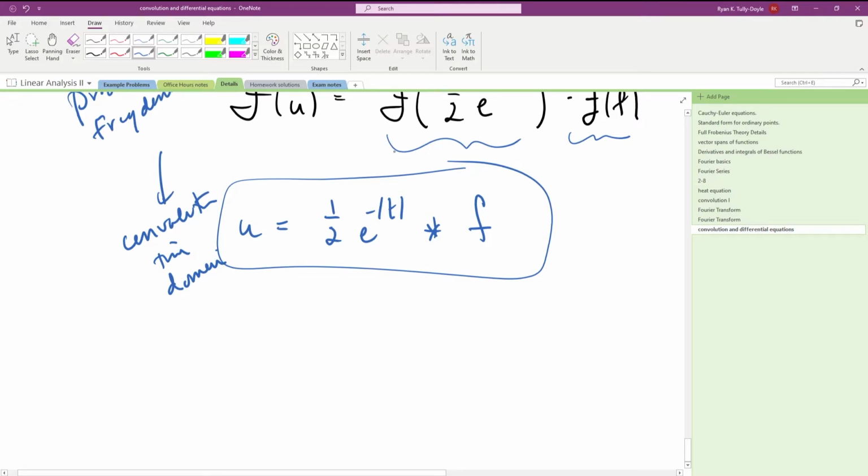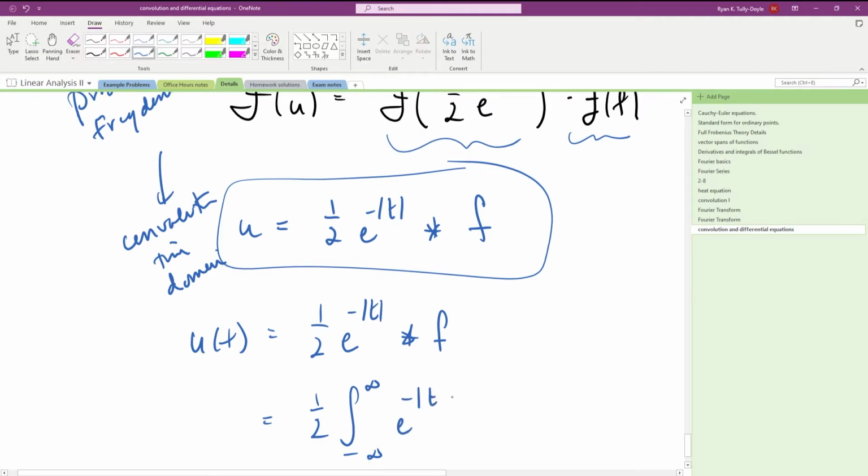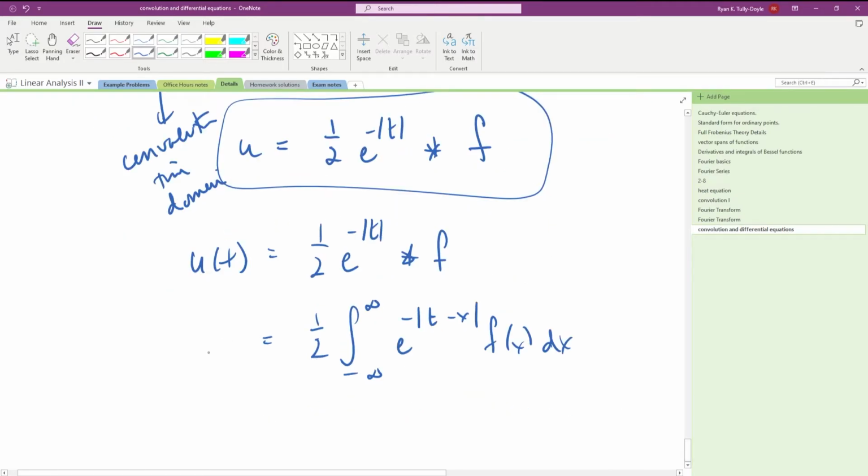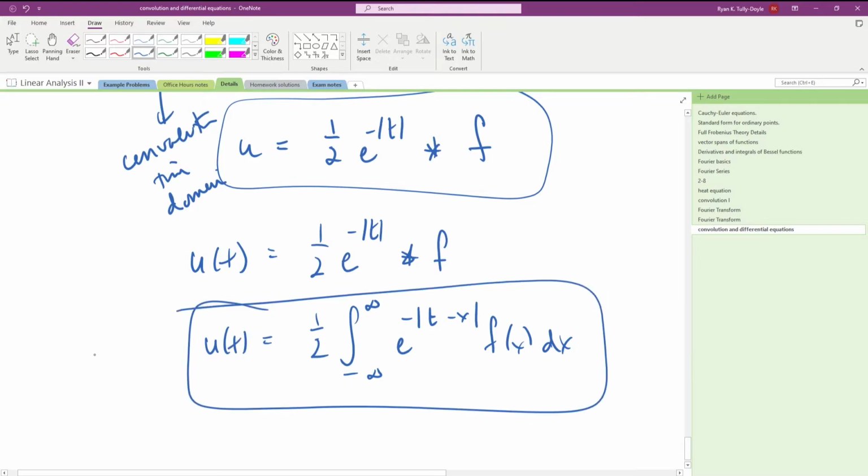If you wanted to write down exactly what it looks like, u of t is equal to 1/2 e to the minus absolute value of t convolved with f. And that means that you could write that as 1/2 times the integral from minus infinity to infinity of e to the minus absolute value of t minus x times f of x dx. And so this right here is your general solution to that differential equation. And notice that it works for any f. I don't need to have special formulas to guess. This expression always solves that differential equation, no matter what f you put in.